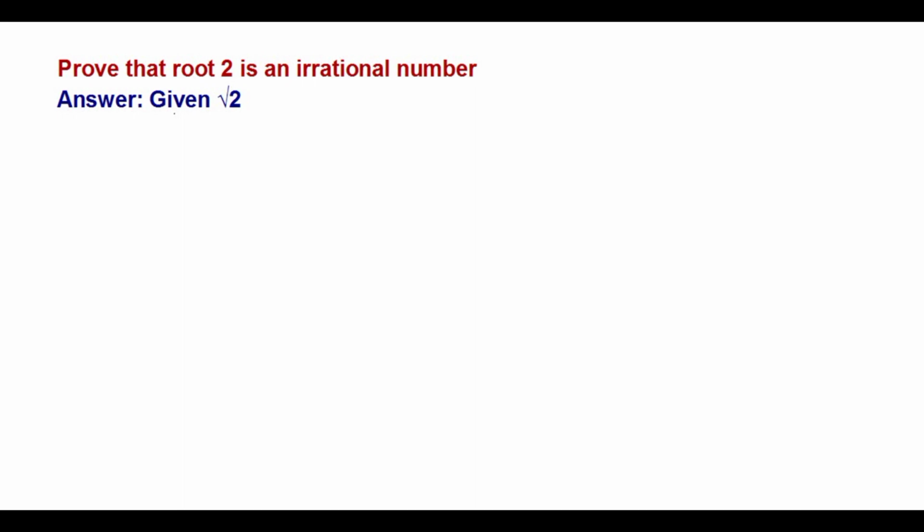Rational number means P by Q form numbers, right? So P by Q form numbers, that means 2 is rational or irrational? Yes, it is rational because 2 we write as 2 by 1. Then root 2 is rational or irrational? Irrational, because root 2 value is 1.414 and so on. It is a non-terminating, non-repeating decimal.